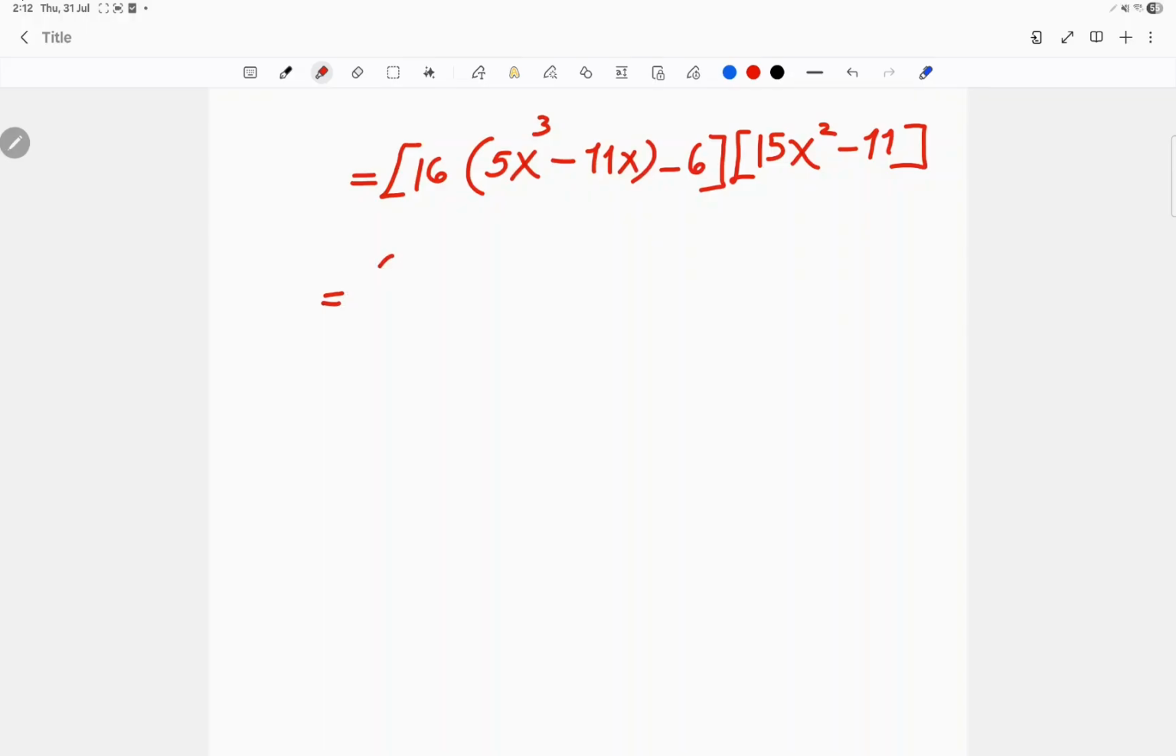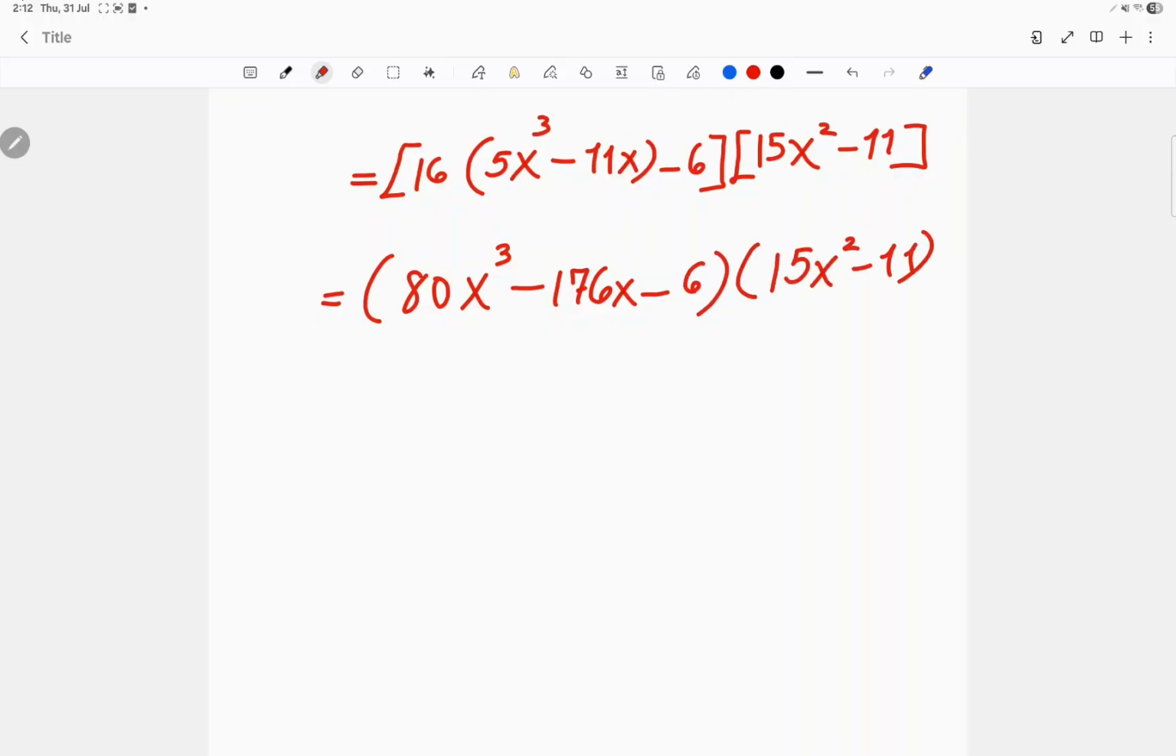Now we're gonna have to expand, so 80x cubed minus, what's 16 times 11? 176x minus 6, 15x squared minus 11. And that's about it.